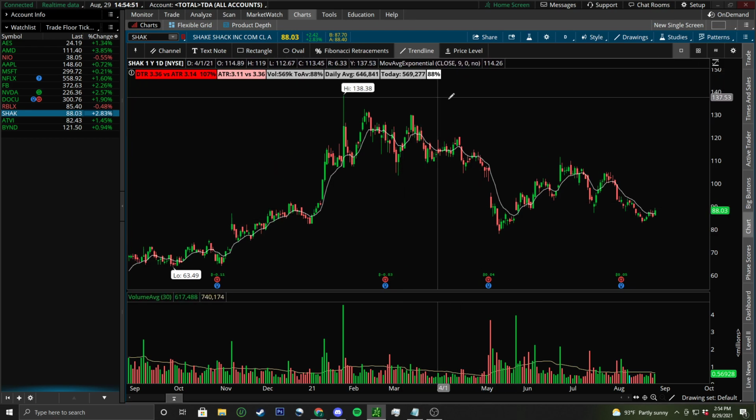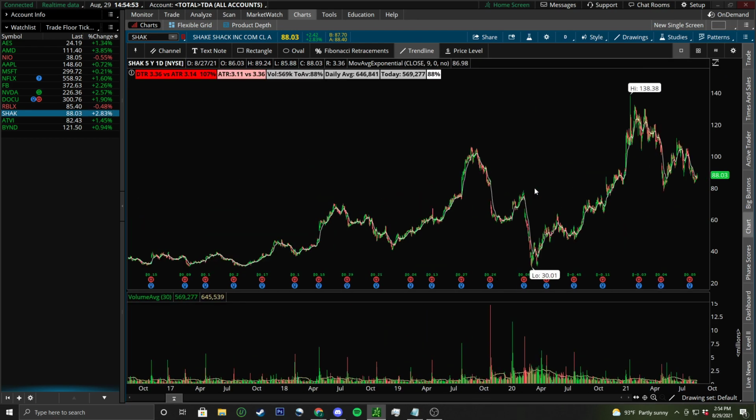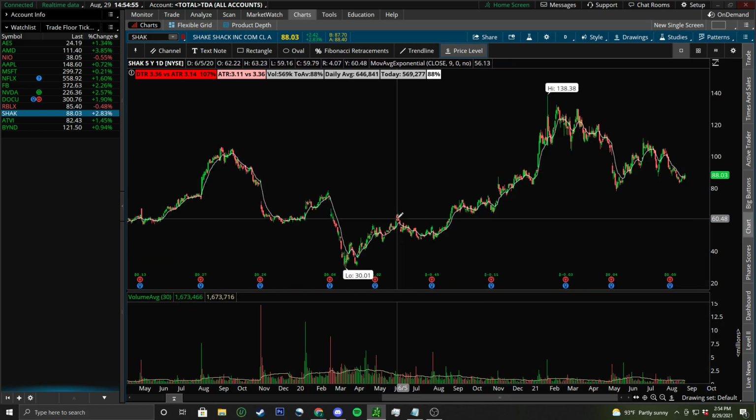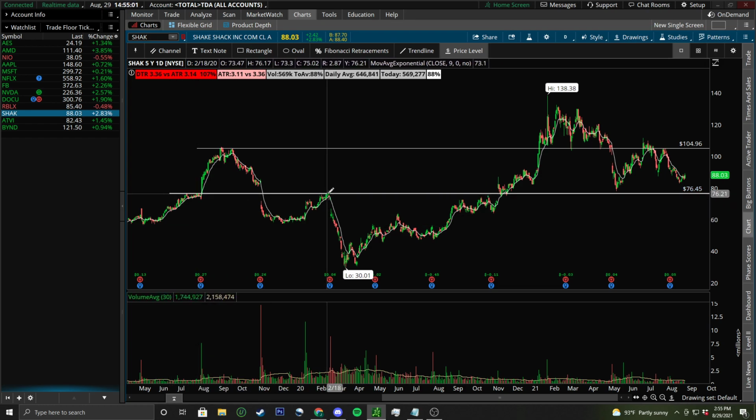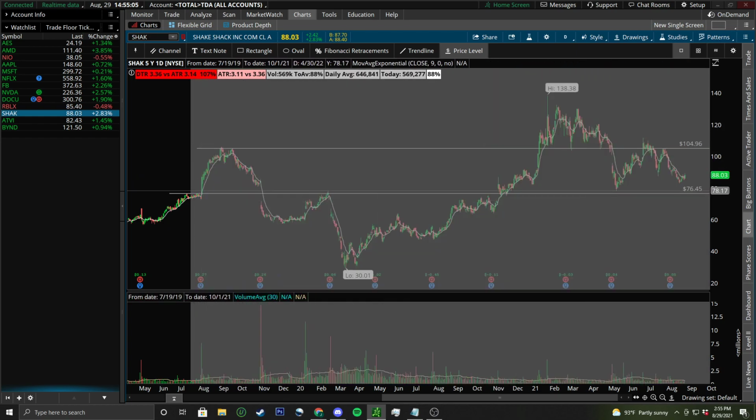Last three, we got Shack, ATVI, and Beyond. Mark this resistance over here. I see there's a very strong level of resistance, support, turn support. So it's a very, very good range we have now.